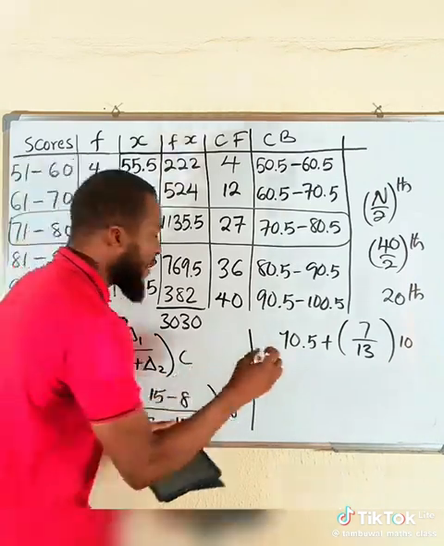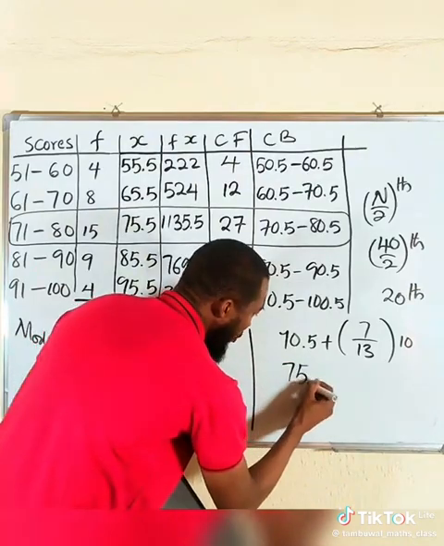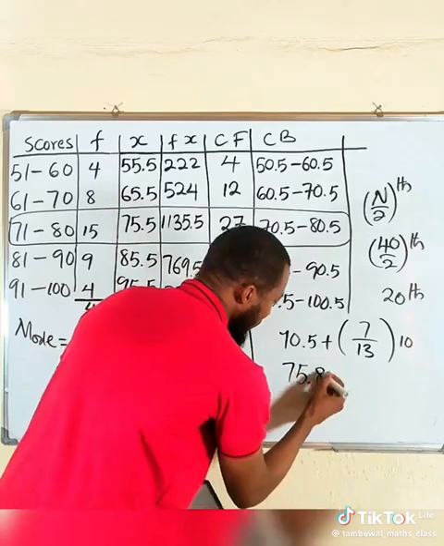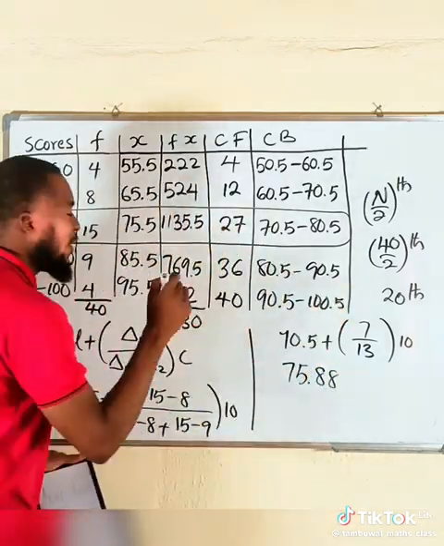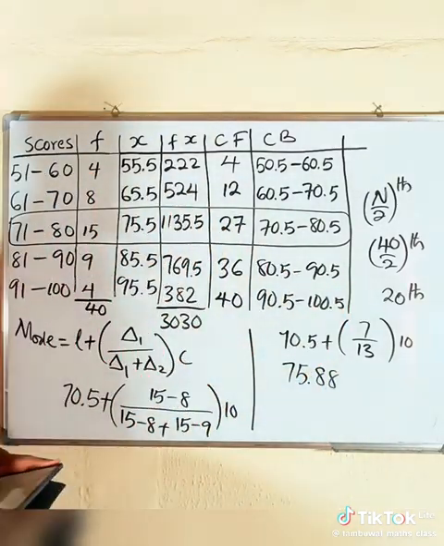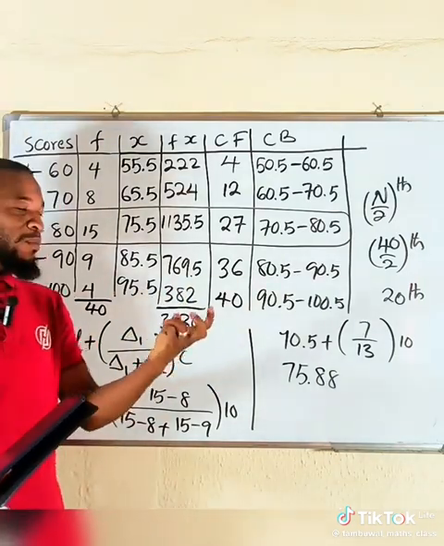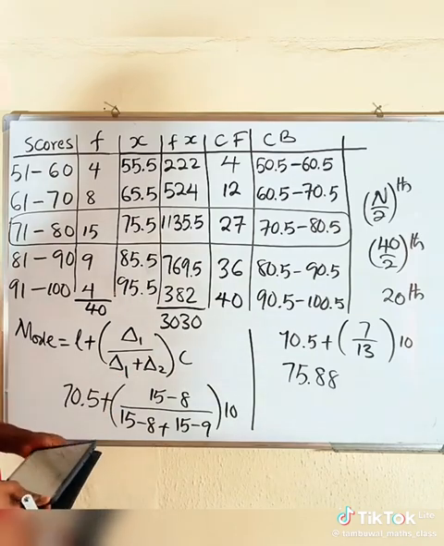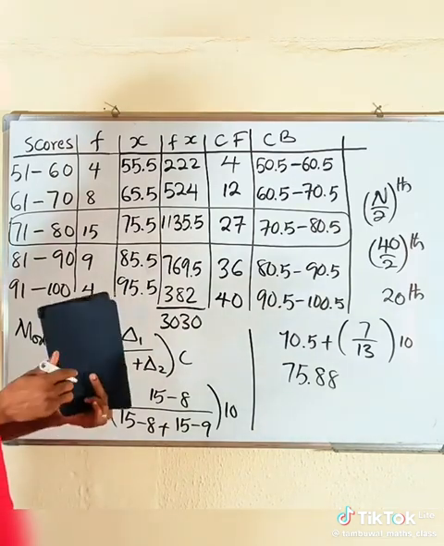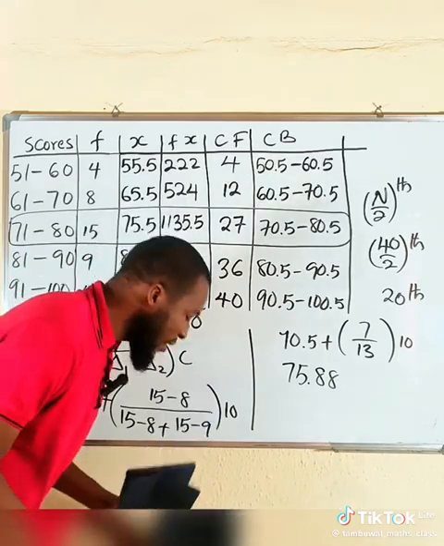This is going to give us 75.88 in 2 decimal places. So this is the mode. You understand? So we have calculated the mean, the median, and the mode. Now let us calculate the variance and standard deviation.